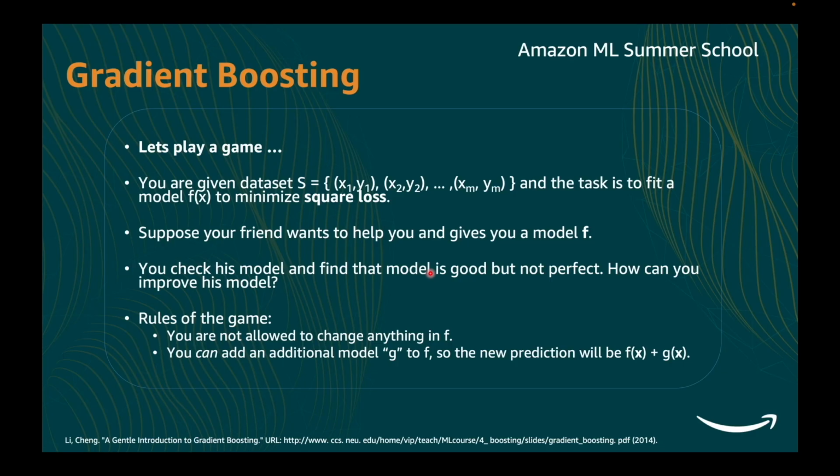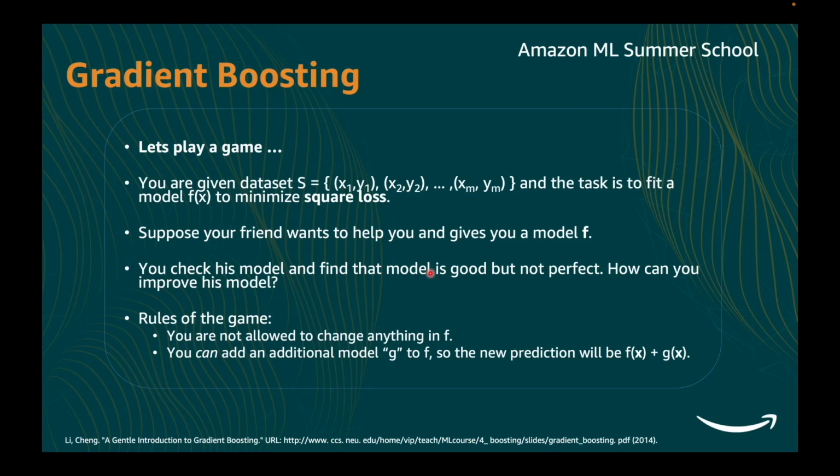You're given the data set, S is equal to (x1, y1), (x2, y2), up till (xm, ym), so you have m data points. Your input x is some vector, and your output y are real valued. So this is a regression problem. Your task is to fit a model to minimize the square loss. Remember, the square loss is the model prediction minus the actual, the square of that, summed over all data points. That is your squared loss, right?